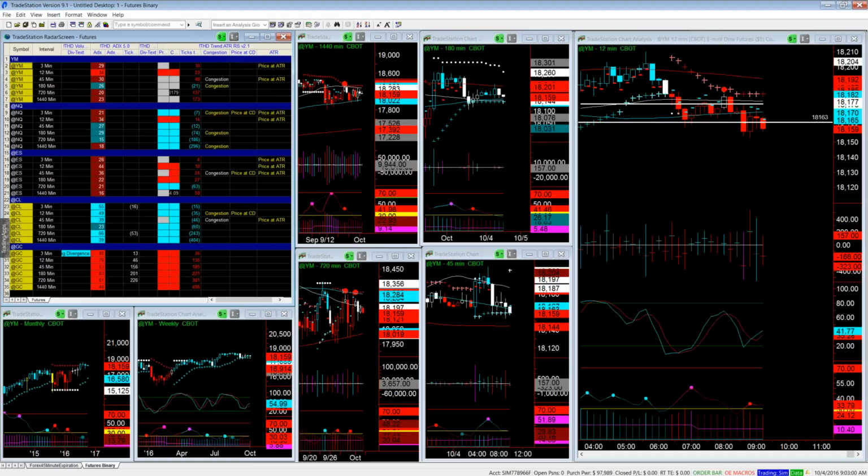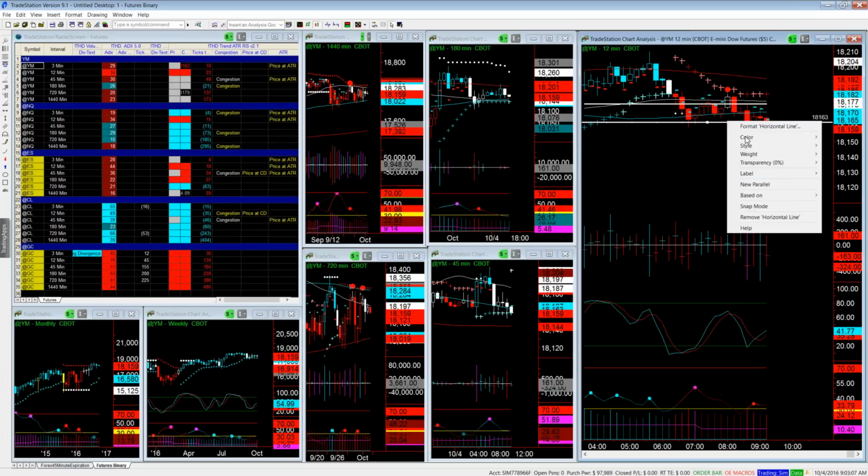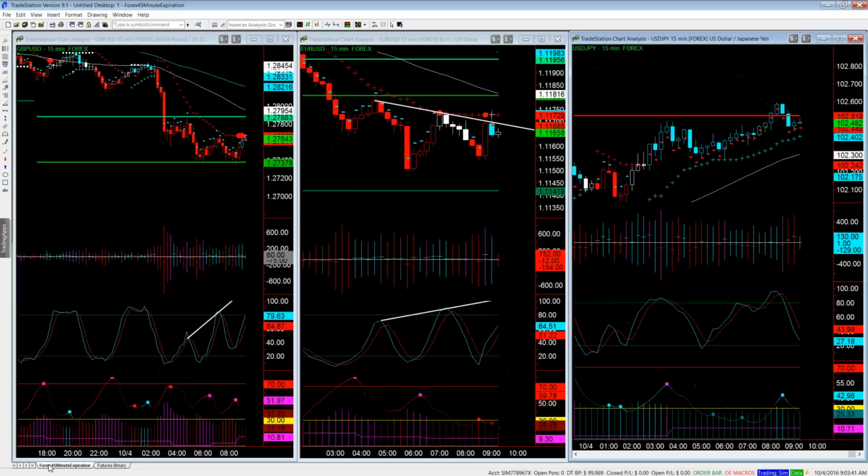If you were short on the future side, you came out when it touched this line, which is pretty much this bar. On this one, we are at 54.